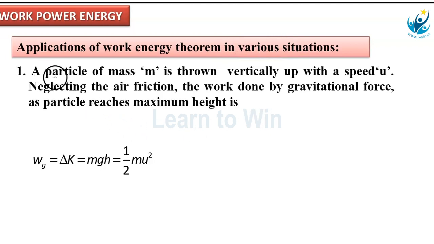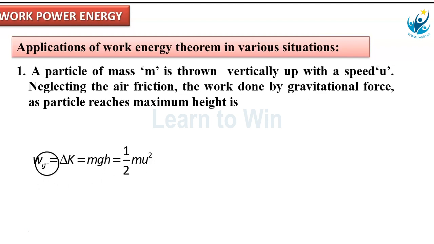The first situation: a particle of mass m is thrown vertically up with a speed u, neglecting air friction. Find the work done by the gravitational force as the particle reaches its maximum height. The initial velocity is u. When a body projected upward with initial velocity u reaches the maximum height, at that point its velocity becomes 0. Velocity at the highest point is 0.